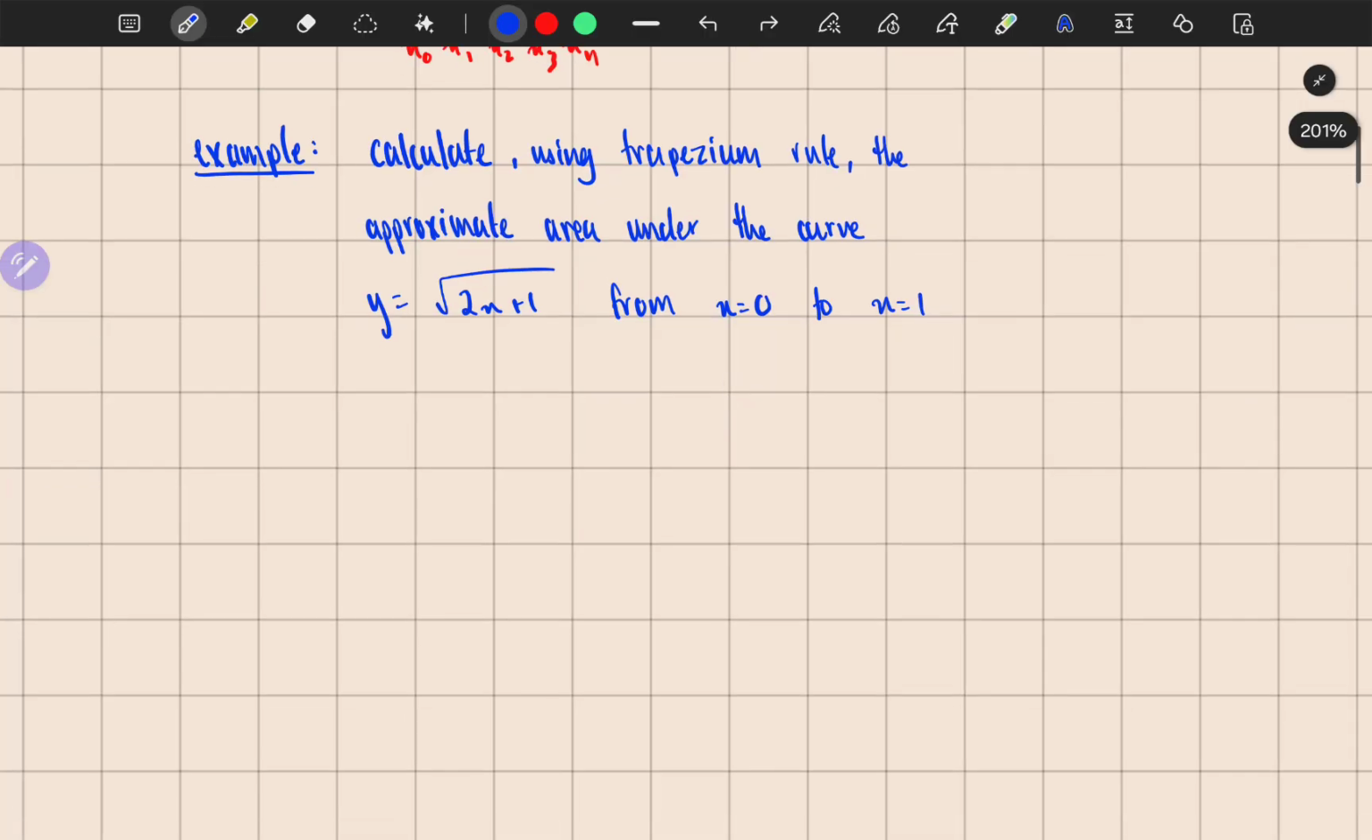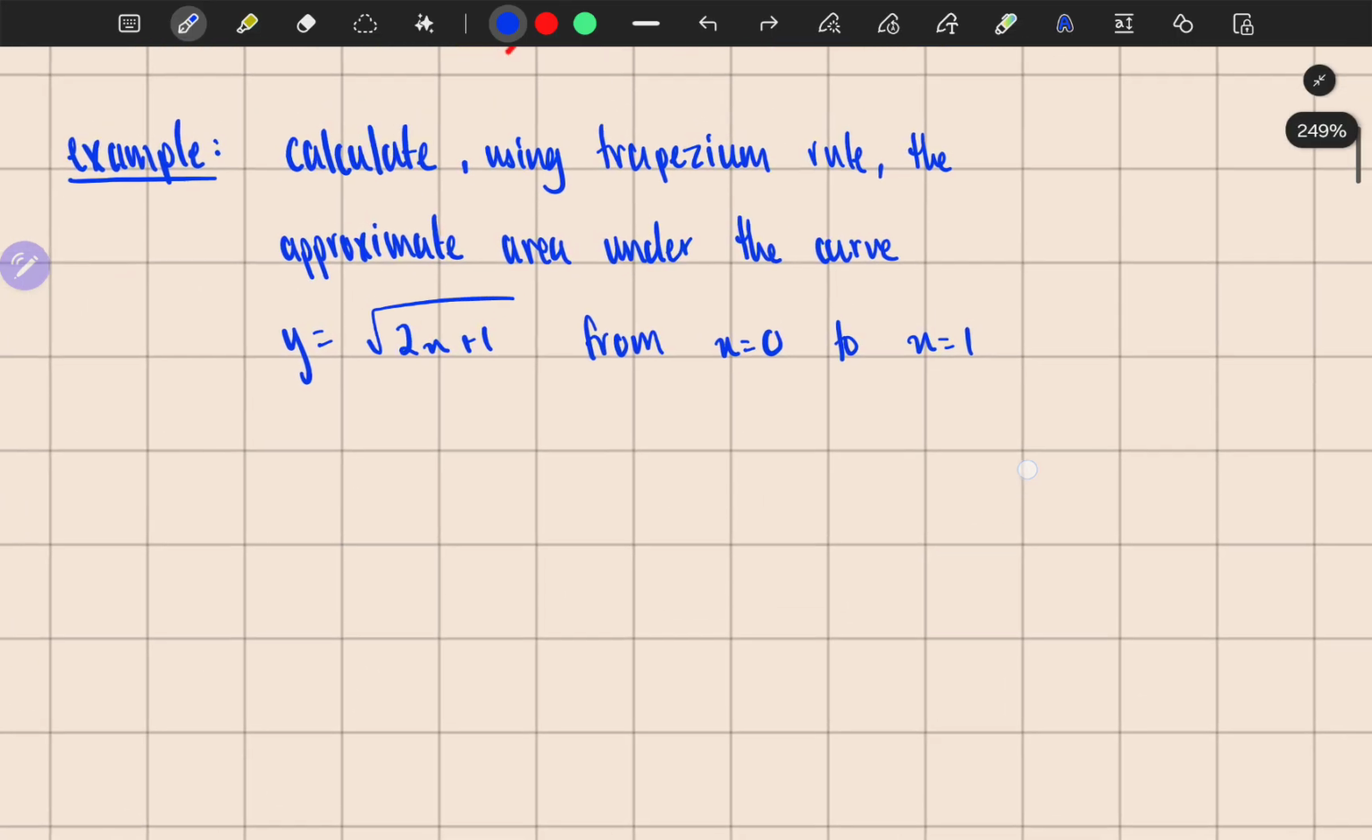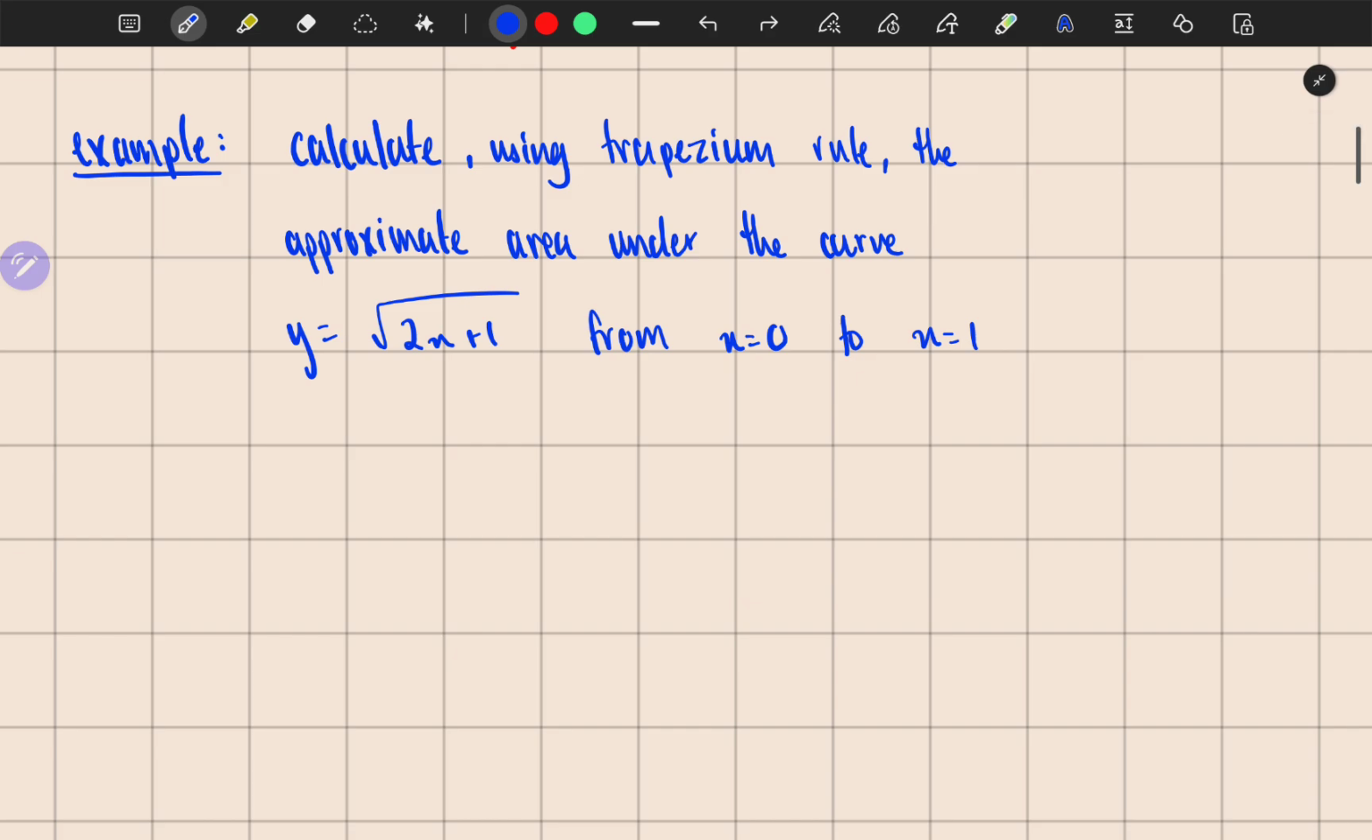Now let's use an example question. Calculate, using the trapezium rule, the approximate area under the curve y equals square root 2x plus 1 from x equals 0 to x equals 1. So just initially, using the trapezium rule, you know that the area is going to be half of the average gap distance multiplied by the first y value plus the last y value plus 2 times all of the other y values.